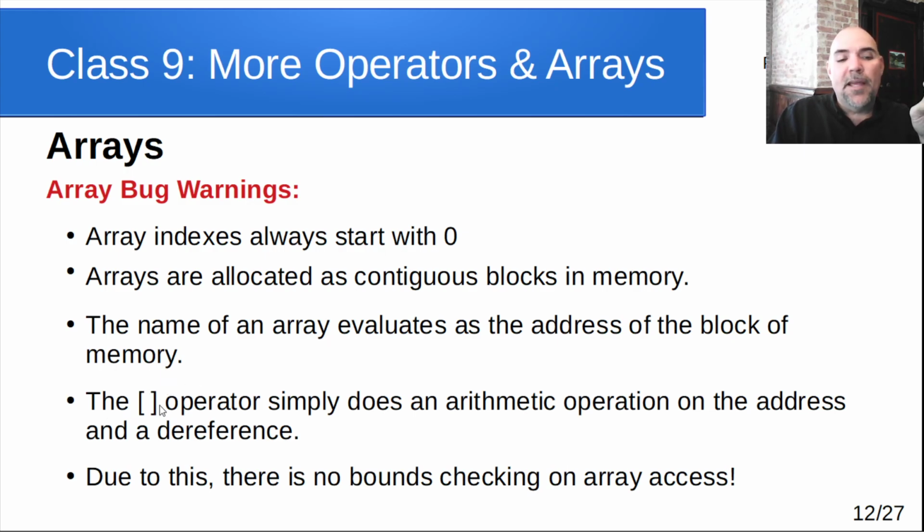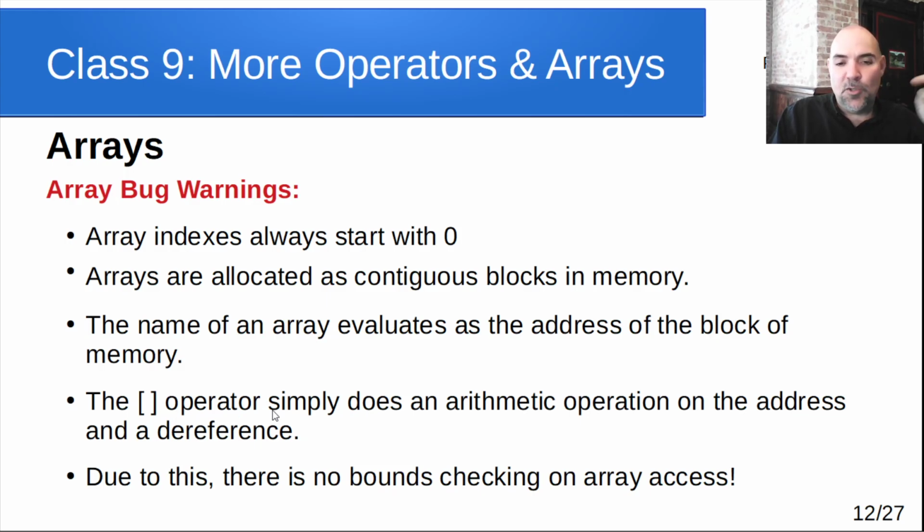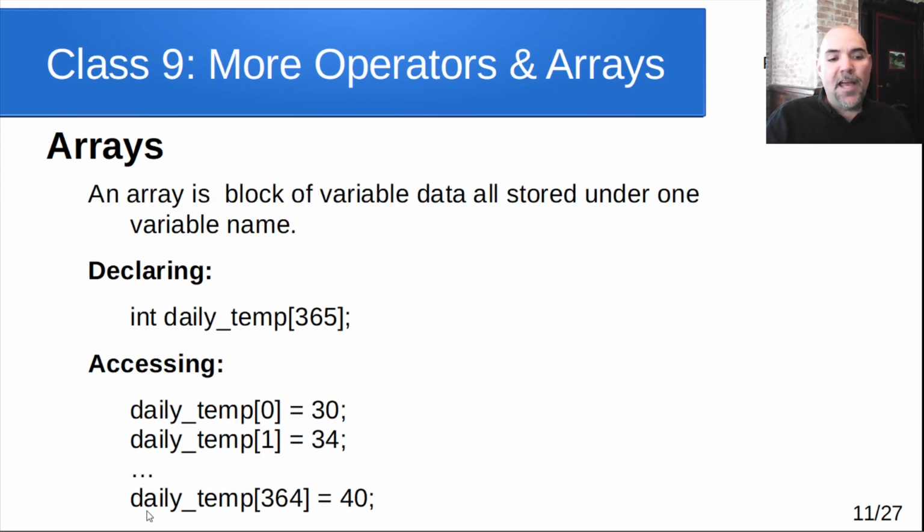And that square bracket notation that we saw over here is really just a shorthand for arithmetic that happens on the address and then a dereference of that. And because that square bracket notation is just a kind of operation on the address and then get the data that's at that address, there is no bounds checking on array access. So for example, over here, if I tried to access daily_temp 365, that's off the end of this array. The compiler will let that happen because C trusts us, and it will never check bounds.